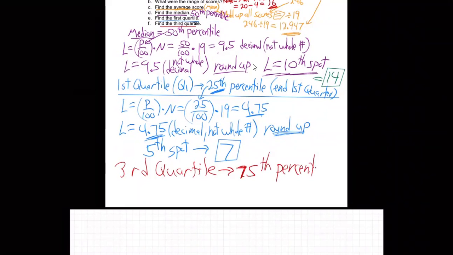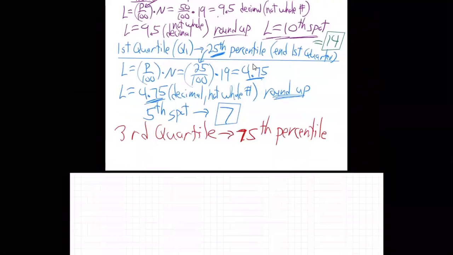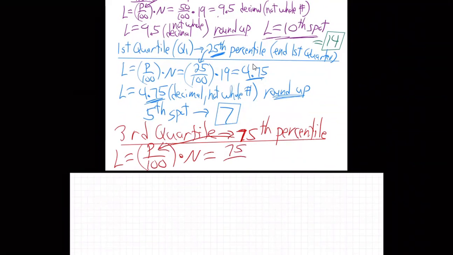75th percentile. Because that's into the third quarter, 75% of the way through a game, we use the same formula we've been using. L equals P over 100 times N. P is 75 times N. N is still 19. So L comes out to be 14.25. You guys getting that? 14.25.